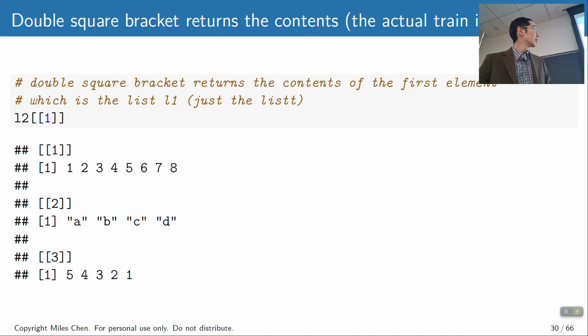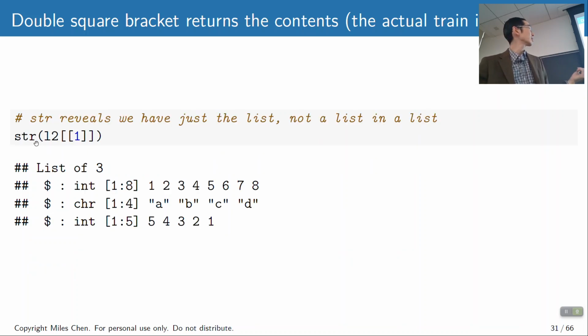Okay. All right, now if I do L2 double square bracket 1, this returns not that first train car containing the train, but it returns the little miniature train inside that first train car. So when I say L2 double square bracket 1, it's returning the little train of 3, and that's going to be a list of 3. So when we say structure of L2 double square bracket 1, we get the list of 3.